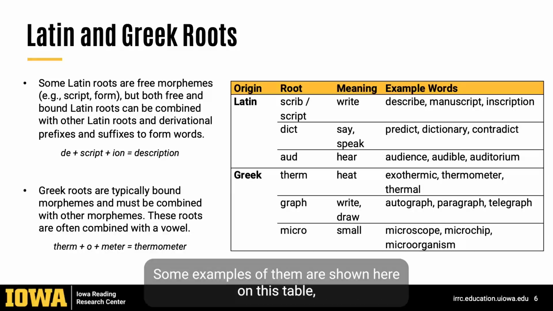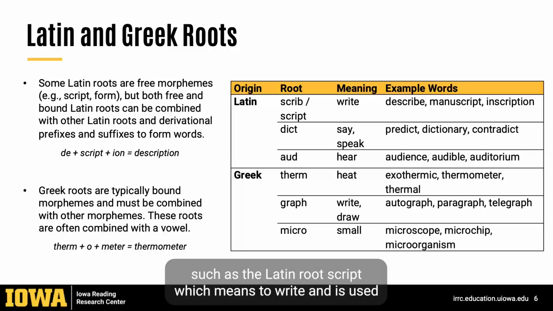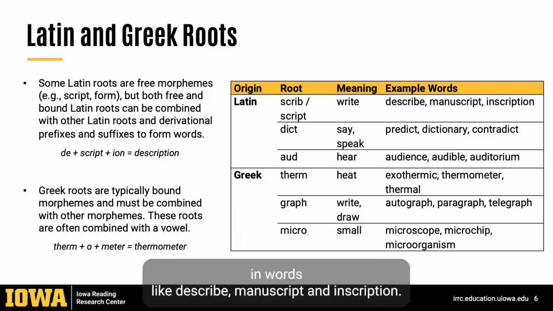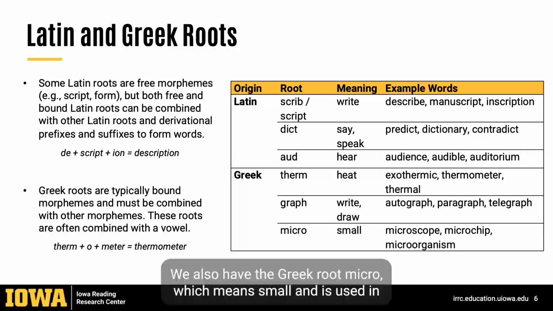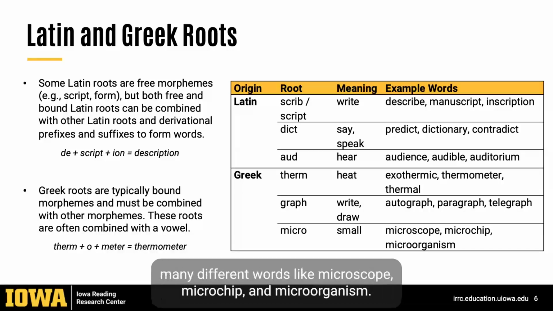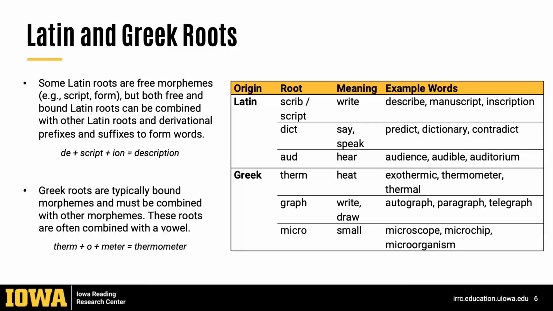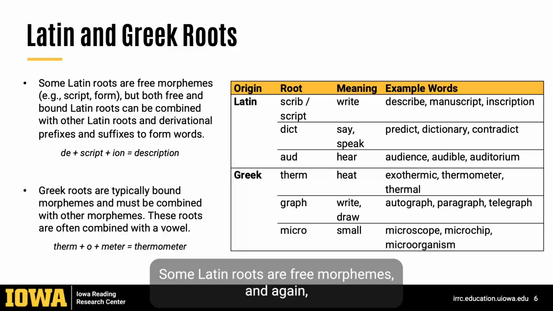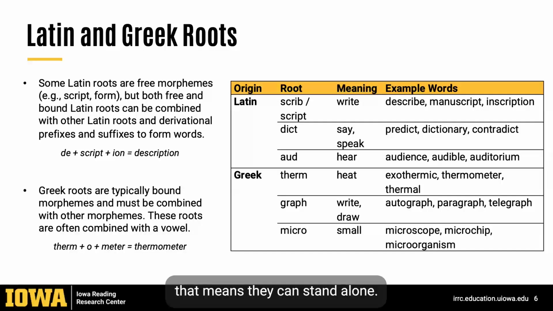Some examples of them are shown here on this table, such as the Latin root script, which means to write and is used in words like describe, manuscript, and inscription. We also have the Greek root micro, which means small and is used in many different words like microscope, microchip, and microorganism. Some Latin roots are free morphemes, and again, that means they can stand alone.